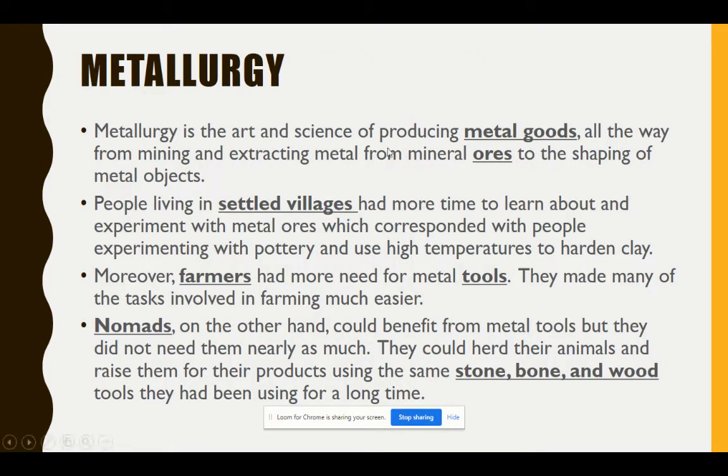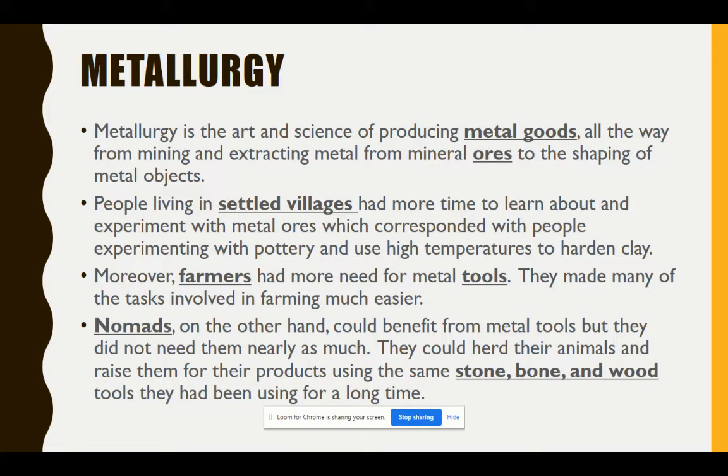Again, metallurgy is the art and science of producing metal goods. This includes the process of mining and extracting the metal from the mineral ores to shaping the metal objects. People in settled villages had more time to learn about and experiment with metal ores, which corresponded with people experimenting with pottery and the use of high temperatures to harden clay.